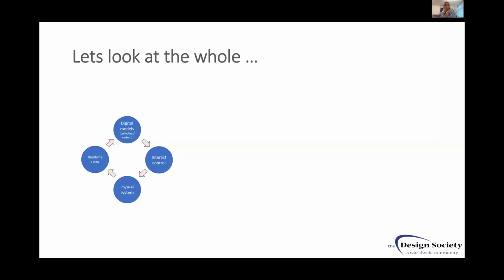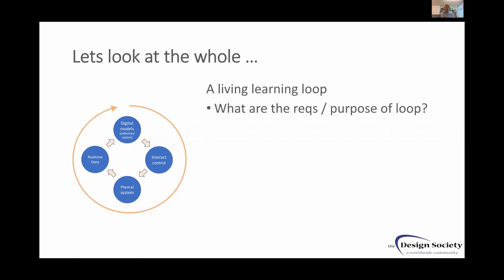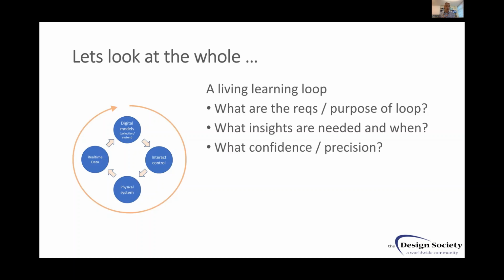So if we go back again and look at our original definition, we can now say it's a living learning loop, and we can look at the whole, not just the individual parts. And if we look at the whole and apply design thinking to this, we can ask questions: what are the requirements or purpose of this loop? What insights do we need, and when do we need these insights? What confidence or precision do I need in my insights?